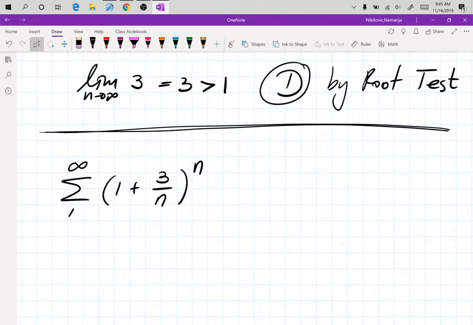What happened? Sorry. You just do the nth root of the parentheses. Okay, we can do that.